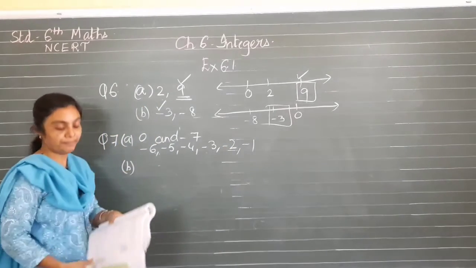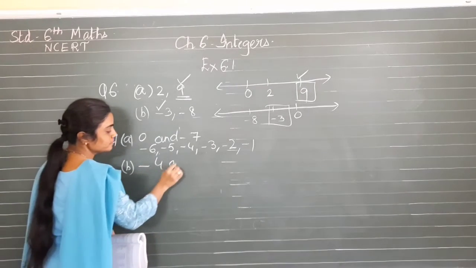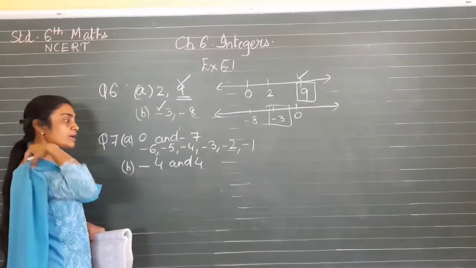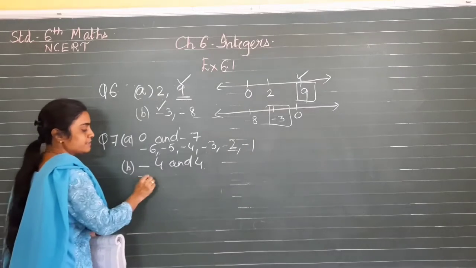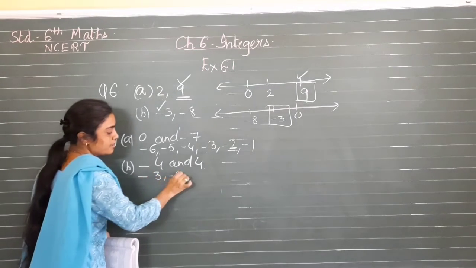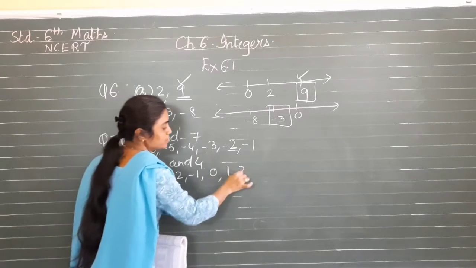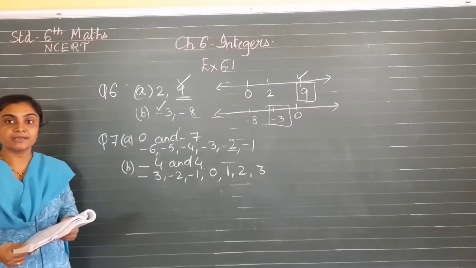So minus 6, minus 5, minus 4, minus 3, minus 2, minus 1. Now let us see B. Minus 4 and 4. Minus 4 is smaller than 4. So between minus 4 and 4 we will write down all the integers which are coming: minus 3, minus 2, minus 1, 0, 1, 2, 3. So this was about question number 7.